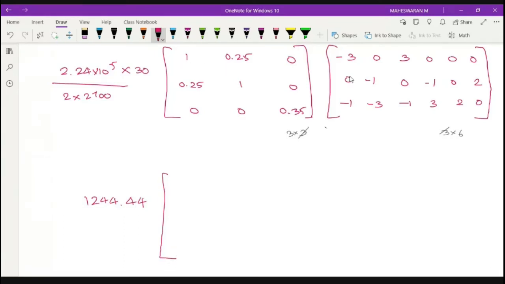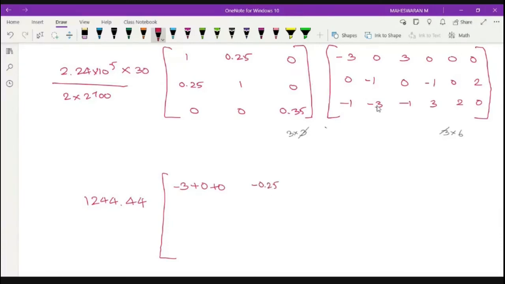So this into this, right? 1 into minus 3, so minus 3. 0.25 into 0, 0, plus 0, 0 into minus 1, plus 0. This is my first term. Next, 1 into 0, 0. I think I will do it directly. So 1 into 0, 0. 0.25 into minus 1, so minus 0.25.